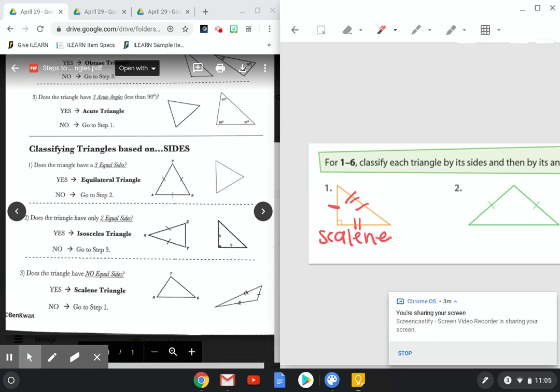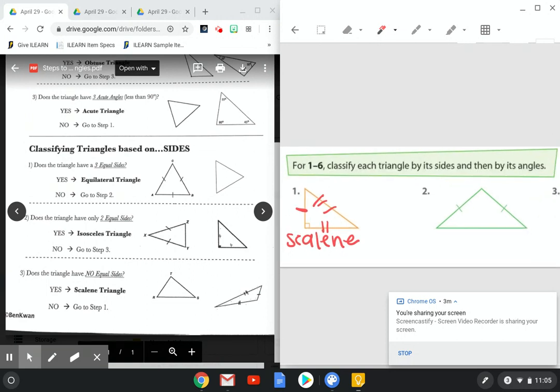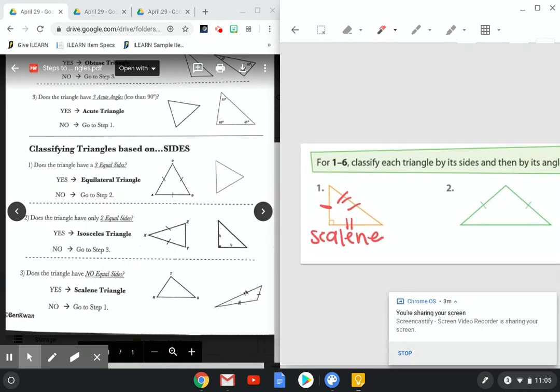Okay, if the triangle doesn't have the markings, like you can see on number 2, they have markings for us. But if it doesn't have the markings, I like to mark it myself to help me determine what type of triangle it is and whether the sides are equal or not.